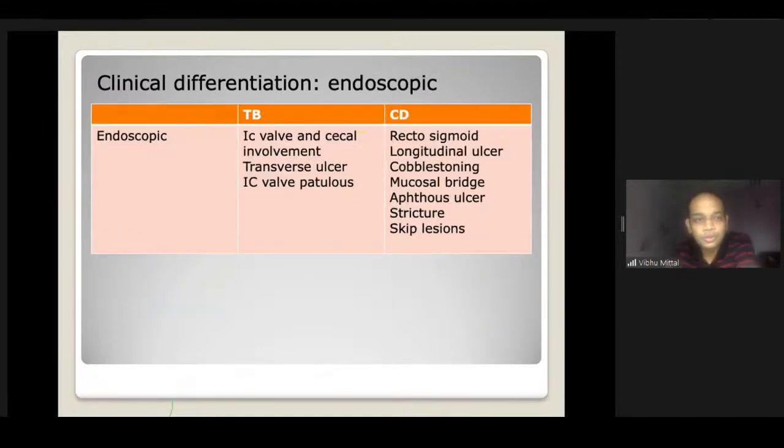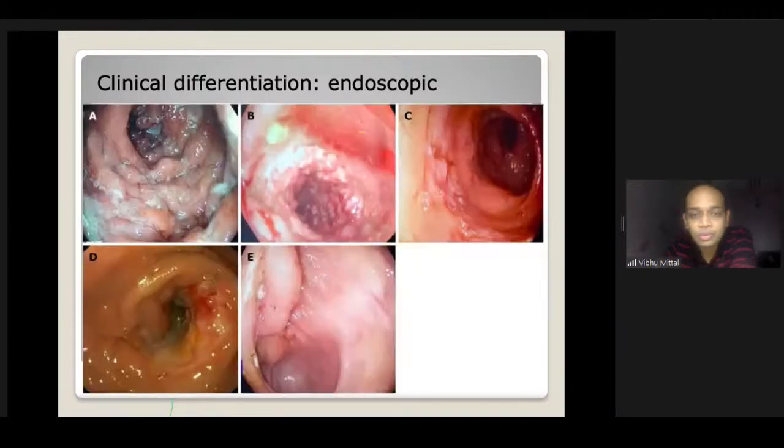Now let's come to endoscopy. There are some pointers in endoscopy. In tuberculosis, there is commonly more right-sided involvement, while in Crohn's disease, left-sided involvement is more commonly seen. If you are seeing longitudinal ulcers, this is less likely to be tuberculosis. Cobblestoning and mucosal bridges are not commonly seen with tuberculosis. So I told you 2 things, but even after that, seeing these images, yes, this looks more like Crohn's.